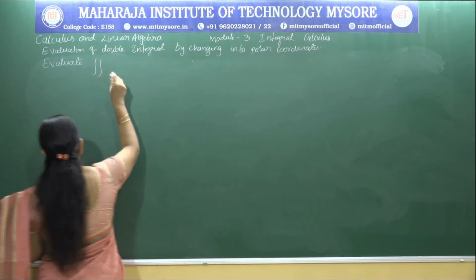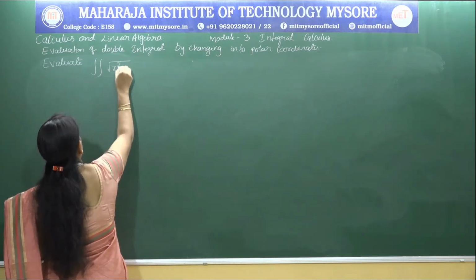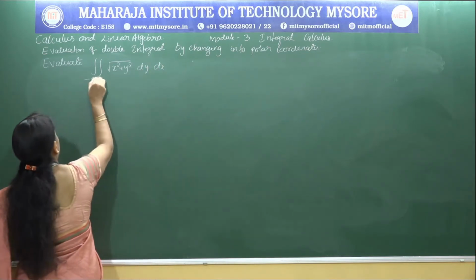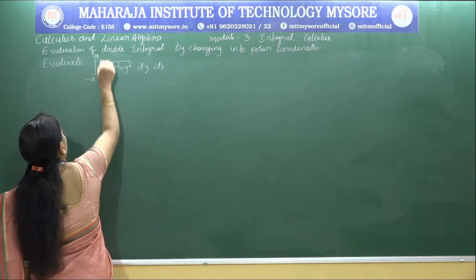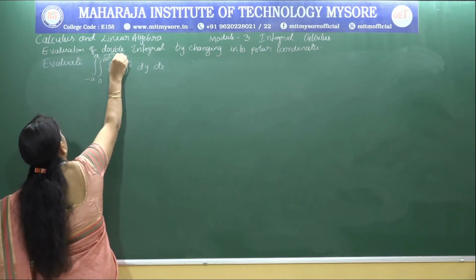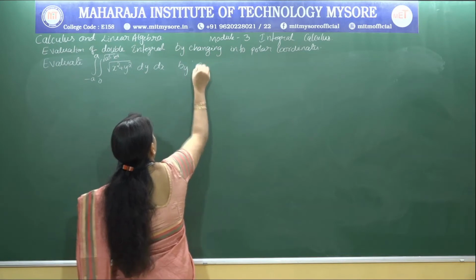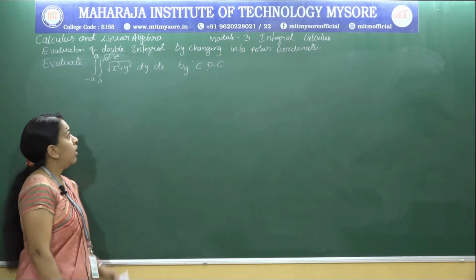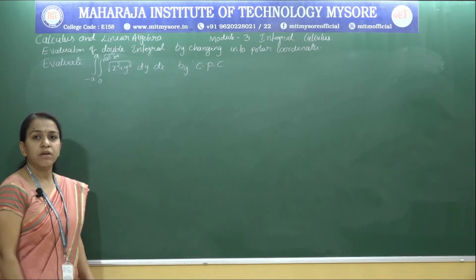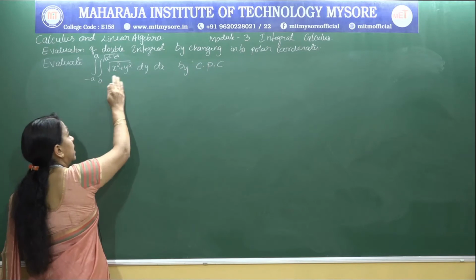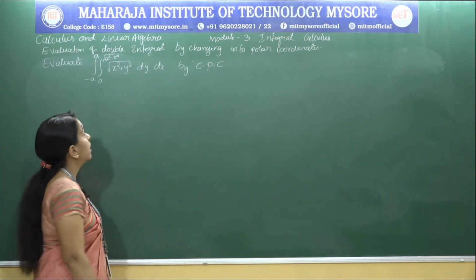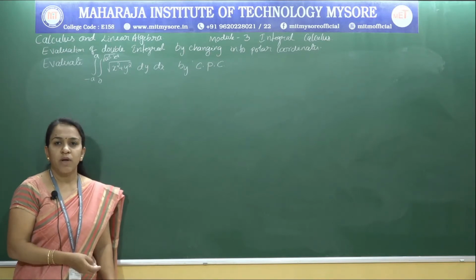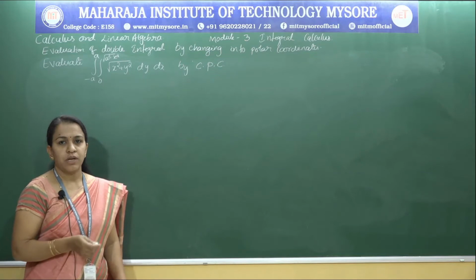Now, the next problem is to evaluate the double integral of root of x square plus y square dy dx between the limits minus a to a and 0 to root of a square minus x square, by changing into polar coordinates. Again in the given problem, in the function place we have x square plus y square, and in the limit place we have root of a square minus x square. So I can easily evaluate if I change that into polar coordinates.